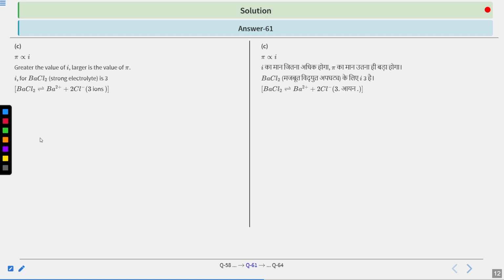Talking about statement C, pi is directly proportional to i. So we can say that the greater the value of i, the greater is the value of pi. And hence BaCl2 is a strong electrolyte, so the i value will be 3 for BaCl2.